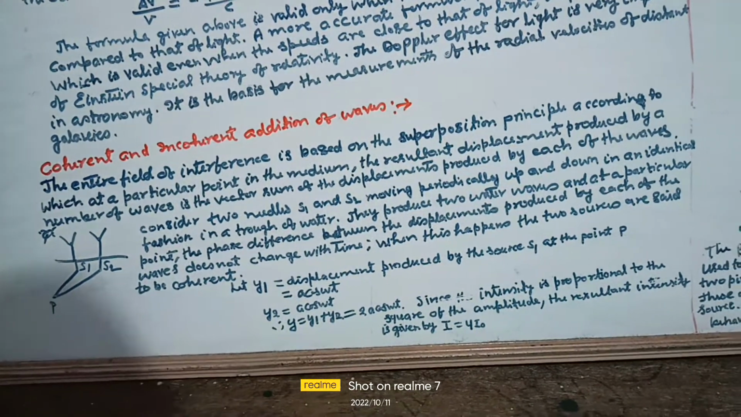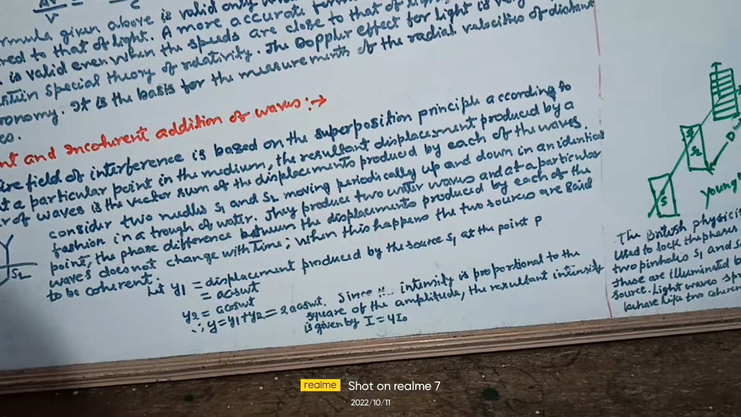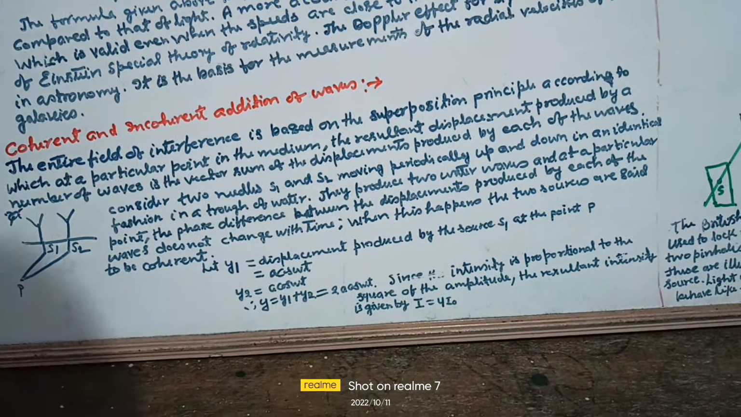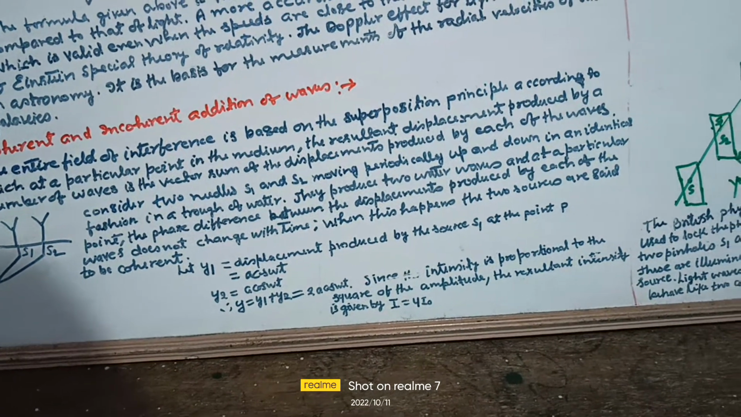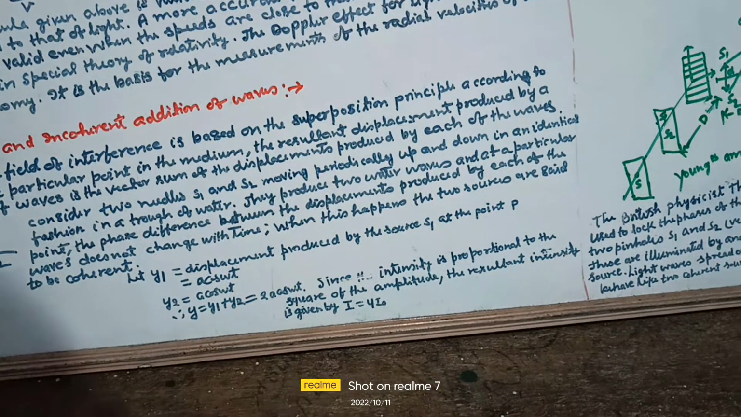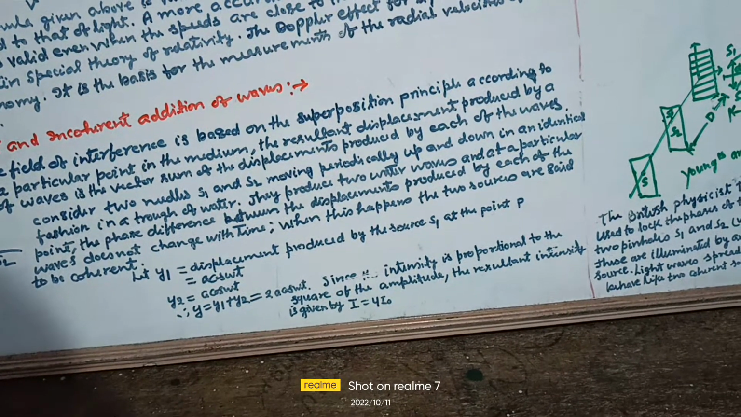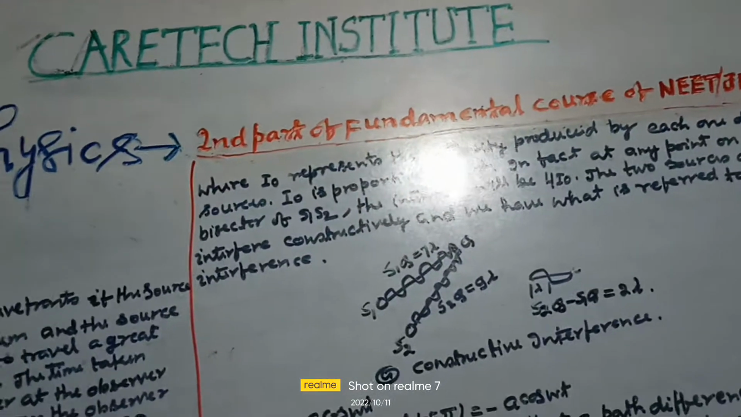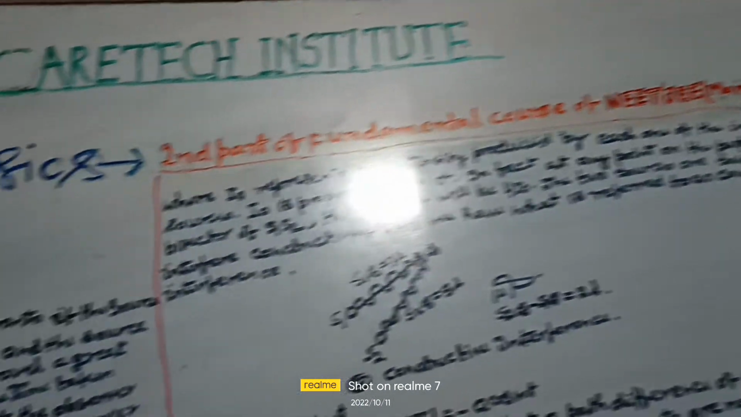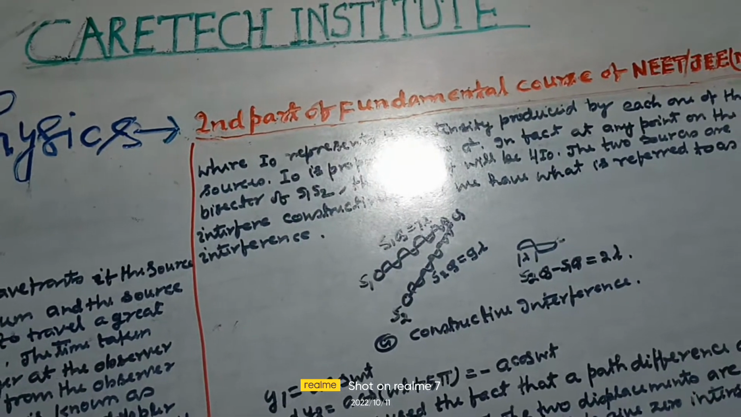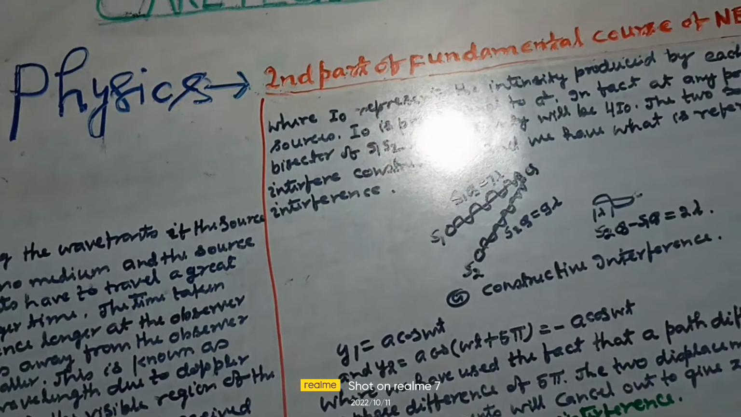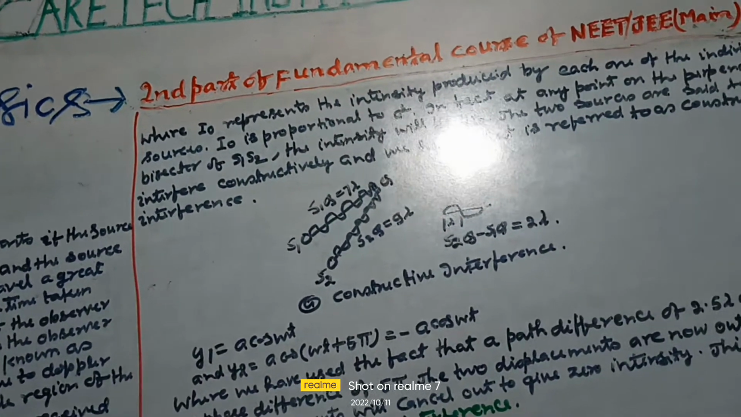Let y1 equal the displacement produced by the source S1 at the point P, equal to A cos omega t, and y2 equal to A cos omega t. So, y equals y1 plus y2 equals 2A cos omega t. Since the intensity is proportional to the square of the amplitude, the resultant intensity is given by I equals 4 I naught, where I naught represents the intensity produced by each one of the individual sources. I naught is proportional to A square. In fact, at any point on the perpendicular bisector of S1 and S2, the intensity will be 4 I naught.